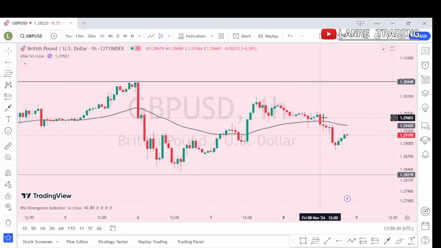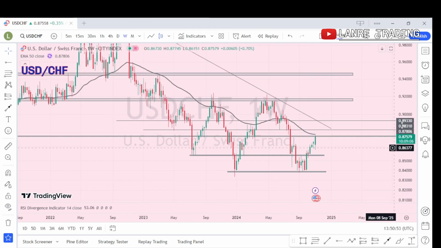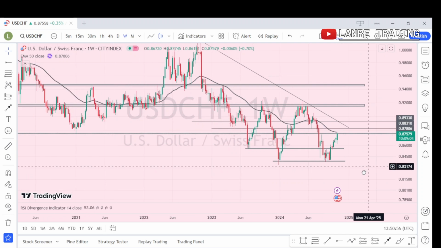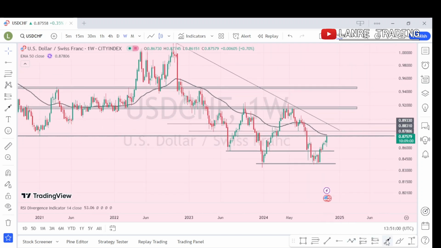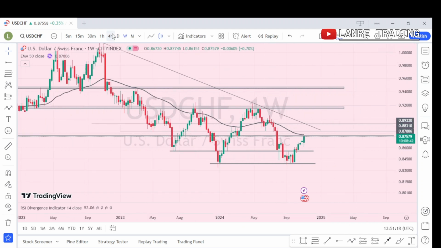So I'll move on to the next pair, which is USD CHF. For USD CHF, I'm on the weekly time frame. I need to quickly show you the overall picture on the weekly time frame before I proceed with my explanation. On the weekly time frame, we can see price came back to form an equal line about here, and we see price is currently heading to complete the right leg right about here. So to benefit from this move, let me scale down to the daily time frame.